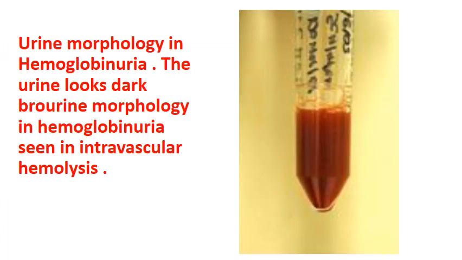This is a test tube which contains urine. This is the urine of a patient with hemolytic anemia in which there is hemoglobinuria. There is hemoglobin in the urine.